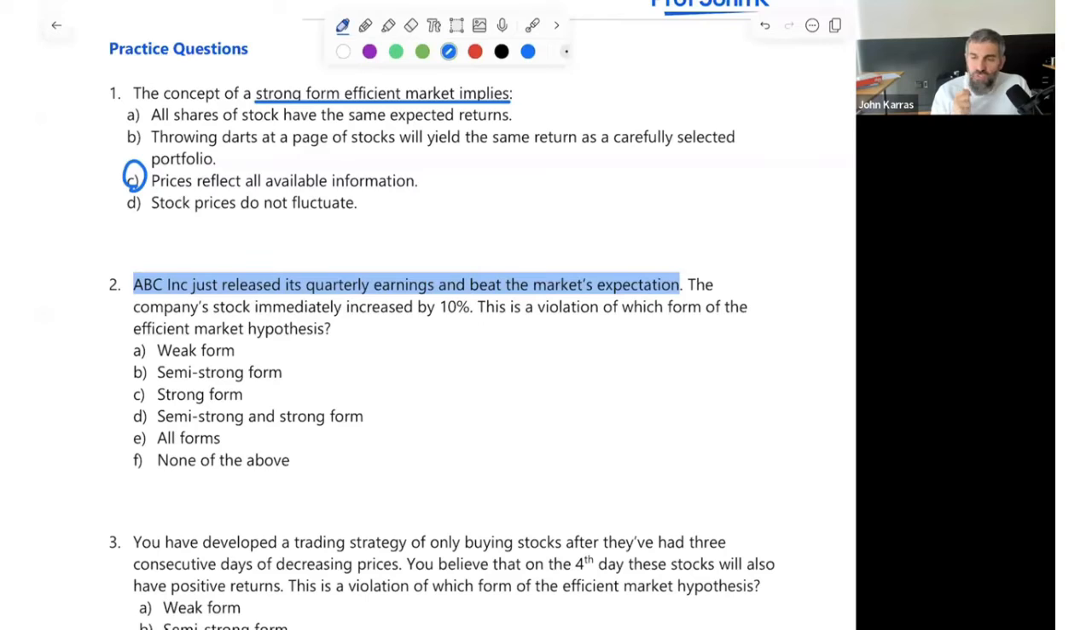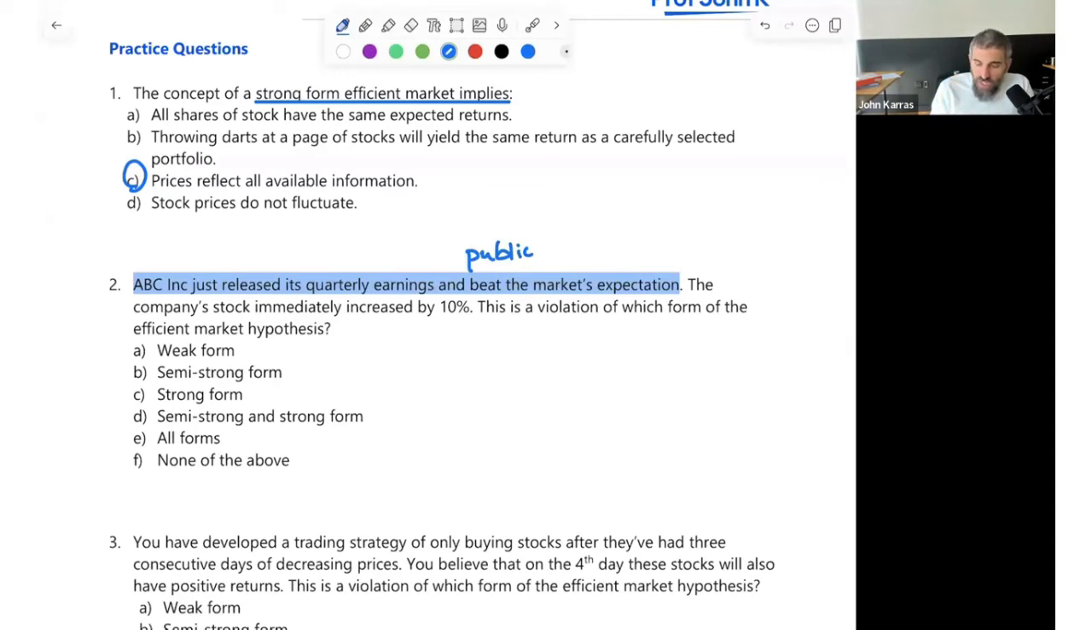What do you guys think? Historical, public, or private? And you can be completely wrong here. Go with what you feel, and then we'll fix it. Worst case. Lara says public. It is public. Correct. It's not private because they've been released. And it's not historical price information. This is not a stock price. This is news. So good. This is public information. This has to always be your first step.